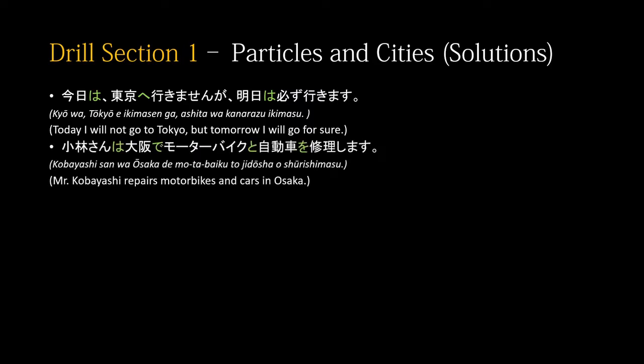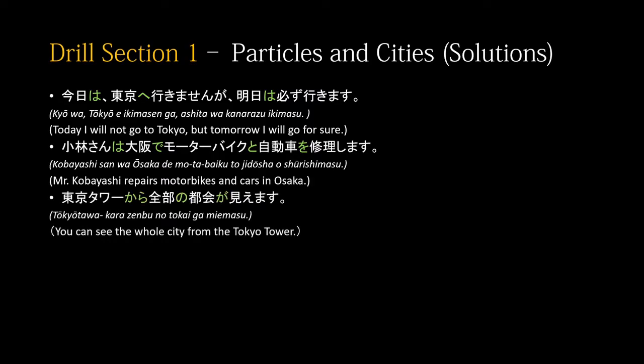In our second sentence, Kobayashi-san は大阪でモーターバイクと自動車を修理します。We see four particles, with wa marking the topic, Kobayashi-san, then the particle de marking Osaka as the place of action, while to conveys the meaning of and between motorbike and jidosha, and finally the particle o is used here to mark the direct objects, motorbike and jidosha, for our transitive verb shuri shimasu.